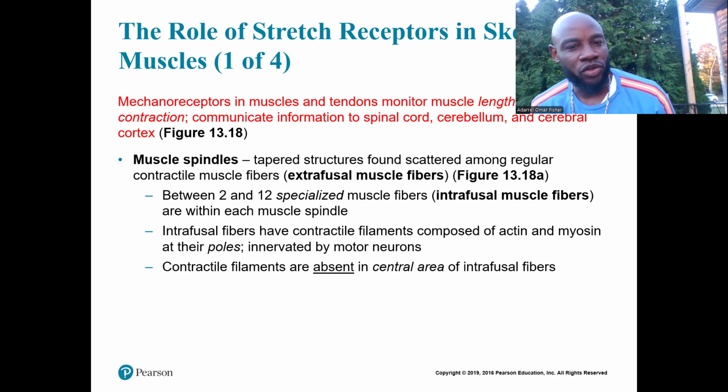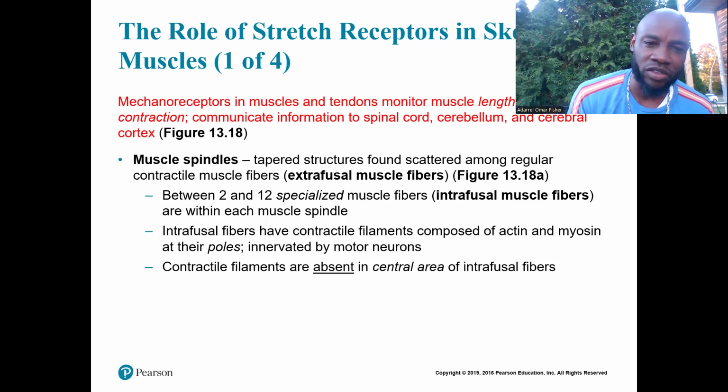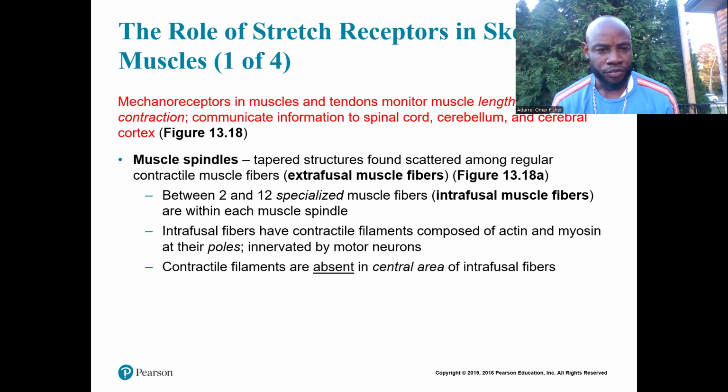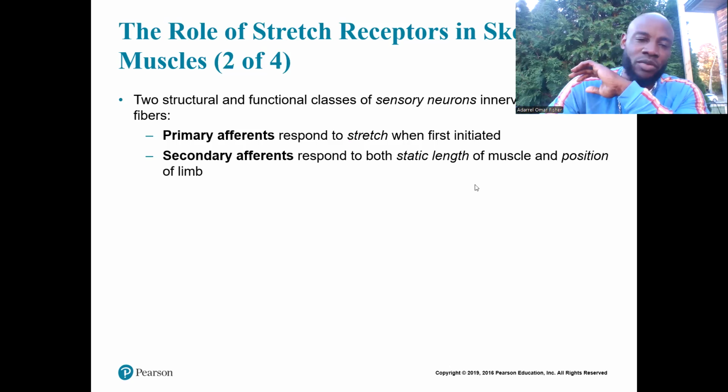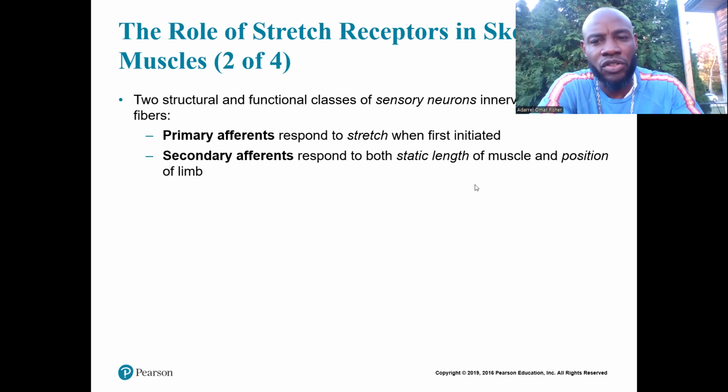All right, so muscle spindles: tapered structures found scattered among regular contractile muscle fibers. Between 2 and 12 specialized muscle fibers are within each muscle spindle. These intrafusal fibers have contractile filaments with actin and myosin, innervated by motor neurons. And these contractile filaments are absent in the central area of intrafusal fibers, right? You're going to say, what does all that mean? All right, so two structural and functional classes of sensory neurons innervate the intrafusal fibers.